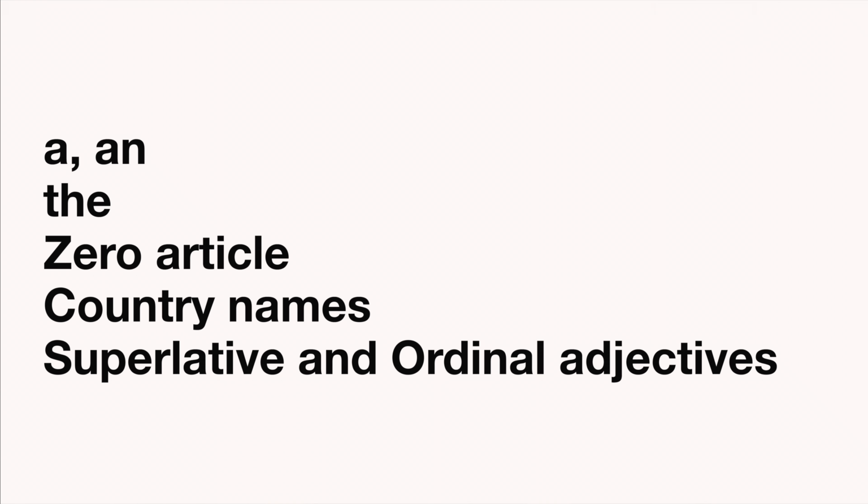And there you go, ladies and gentlemen. 5 essentials you must know about articles. A or an, the, zero article, articles with countries, and articles with superlative adjectives and ordinal numbers. These little words may look small, but they can make a big difference in your IELTS score.